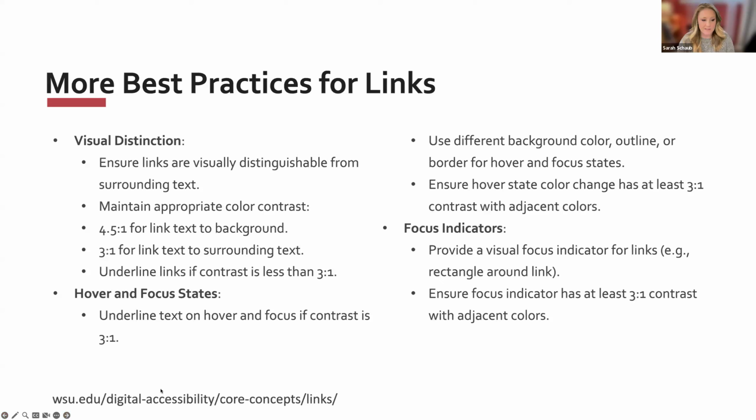More best practices for links. Okay. So definitely want to maintain an appropriate color contrast, 4.5 to 1 for link text to background, and we'll get more into color contrast here as I move through this presentation. 3 to 1 for link text to surrounding text, and then underline links if contrast is less than 3 to 1. Typically, with our web design system, all of our links are underlined. It just helps to add that contrast and that visual element needed to show the difference between regular text versus a link.